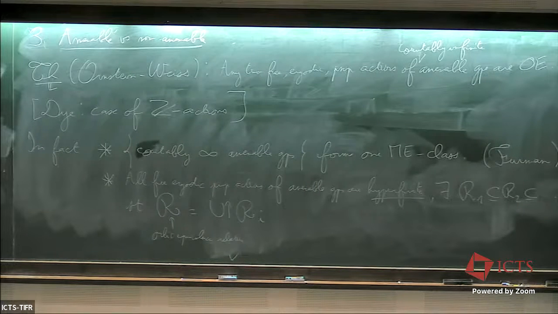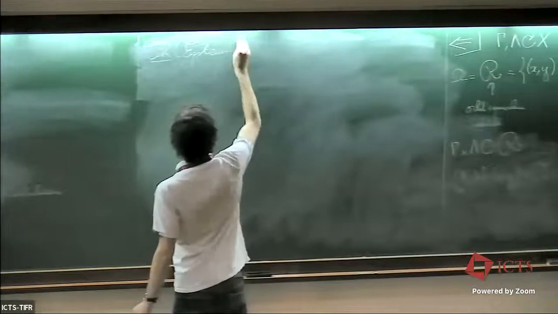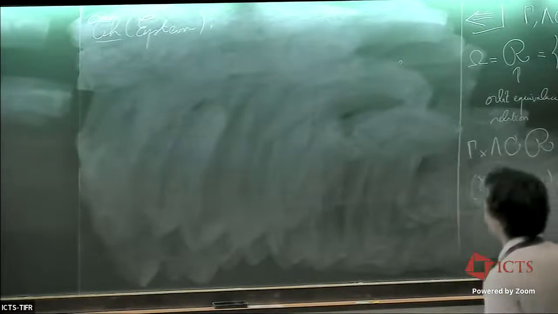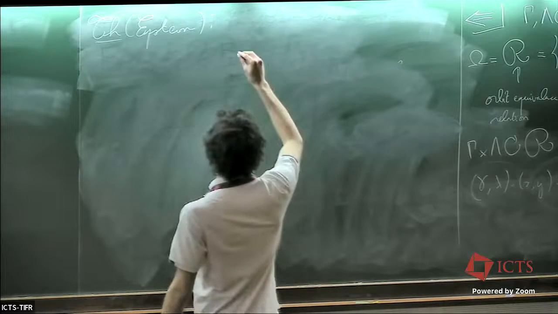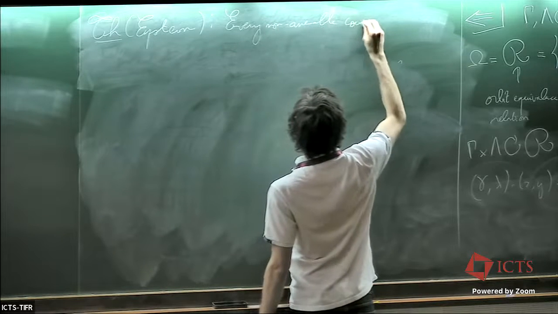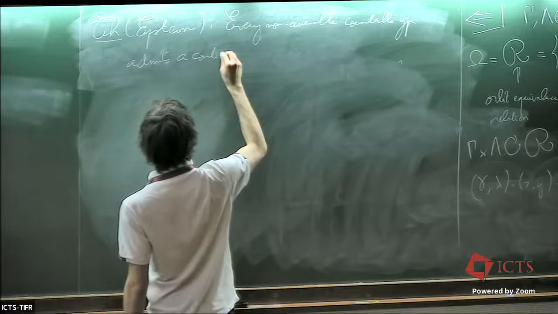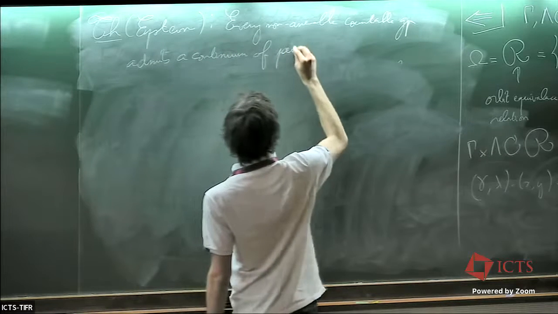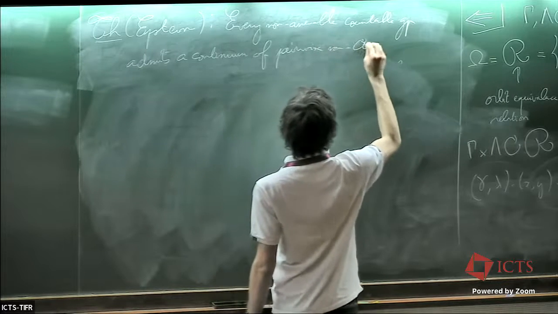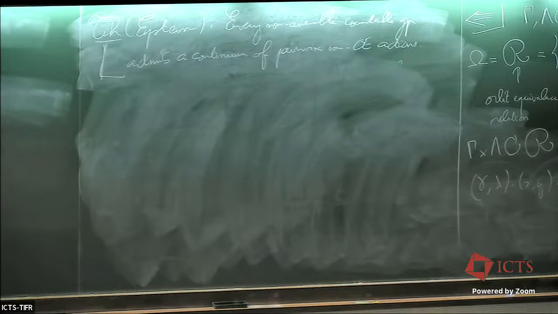Okay, so I should say that the amenable case is very different from the non-amenable case. There is a theorem that's due to Epstein, and there is a long history behind it that I will tell in a second: every non-amenable group admits a continuum of pairwise non-OE free ergodic probability measure preserving actions.